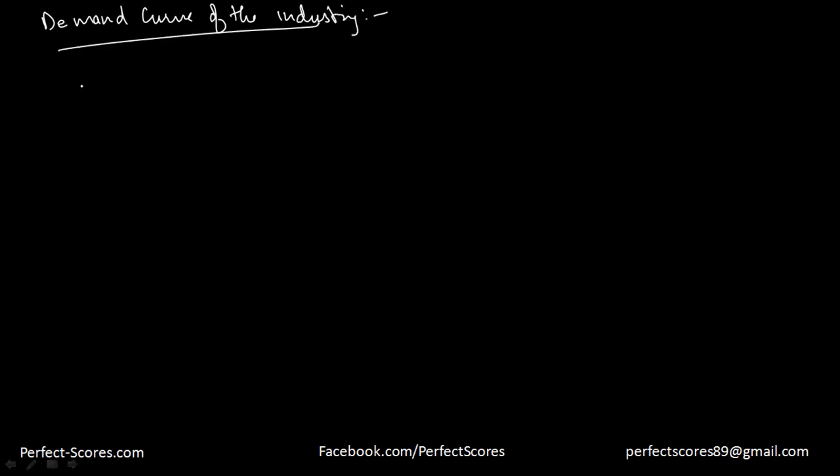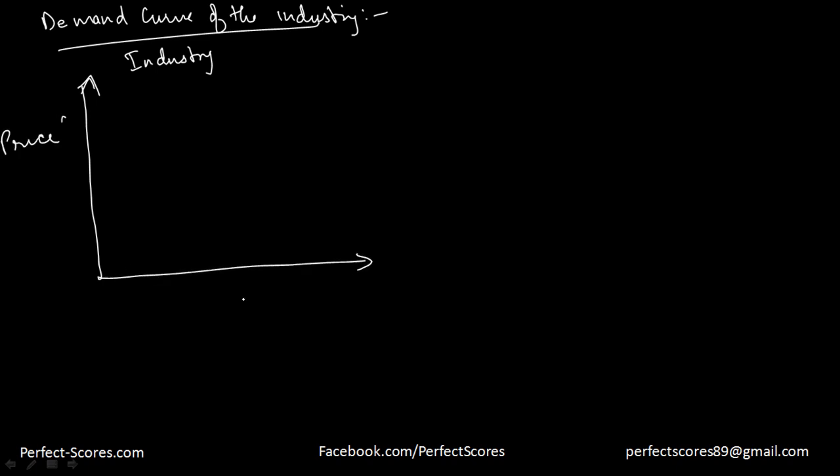So let's go ahead and define the demand curve of the industry in perfect competition. Suppose I'm talking about the industry here, right? This is about the industry. This over here is the price, and this over here is the quantity. Now, this is the supply curve of the industry, which never changes. And this is the demand curve.